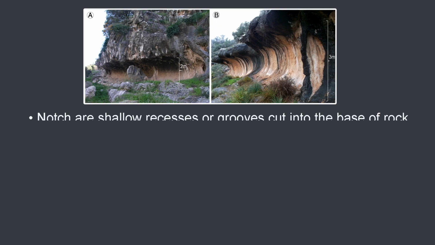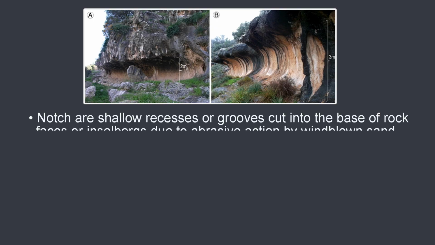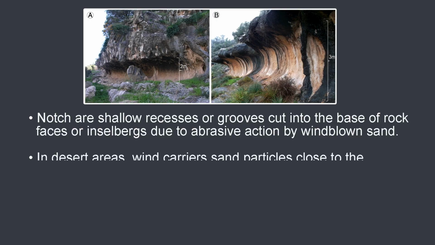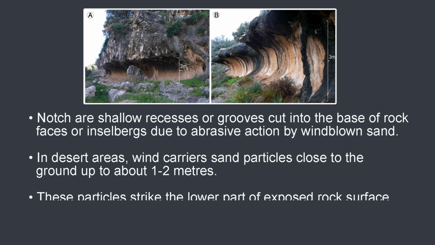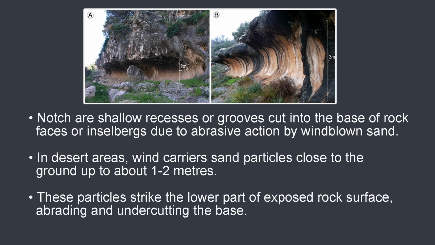Notches are shallow recesses or grooves cut into the base of rock faces or inselbergs due to the abrasion action of wind-blown sand. In desert areas, wind carries sand particles close to the ground, up to about 1 to 2 meters. These particles strike the lower part of the exposed rock surface, abrading and undercutting the base.